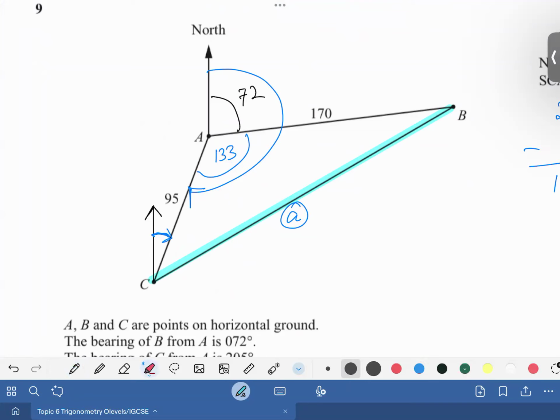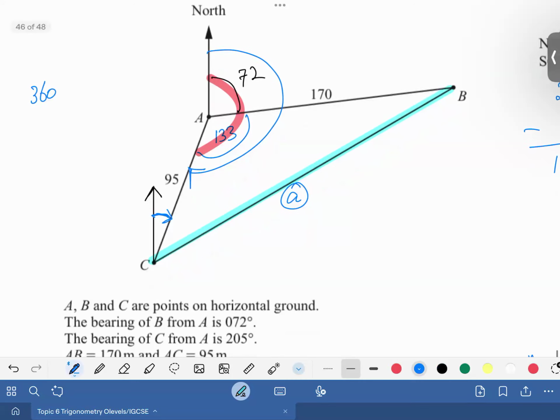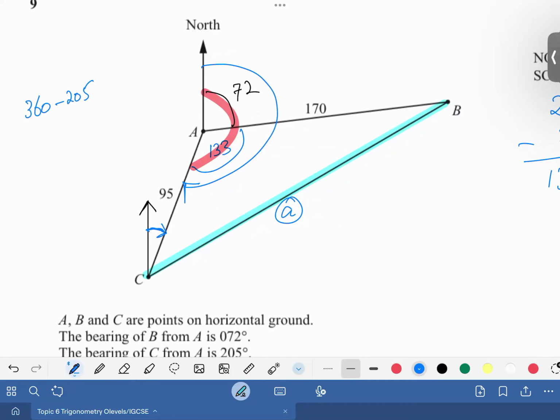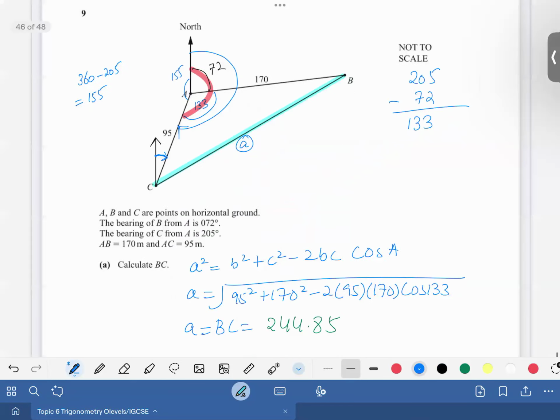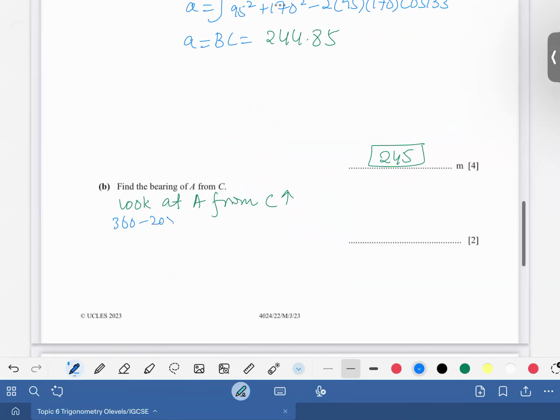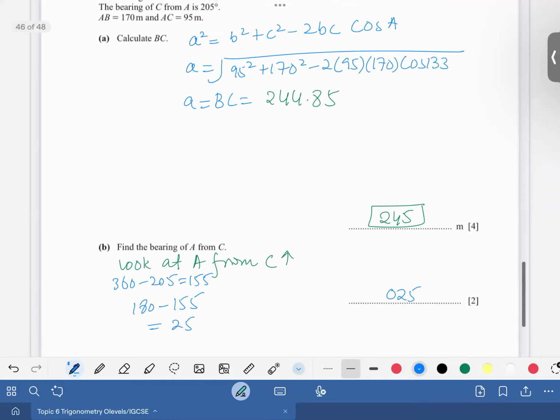We know that this total angle is 205. So 360 minus 205 is 155. This 155 angle, so this angle would be 180 minus 155, which is 25. So the answer would be 025, three digits.